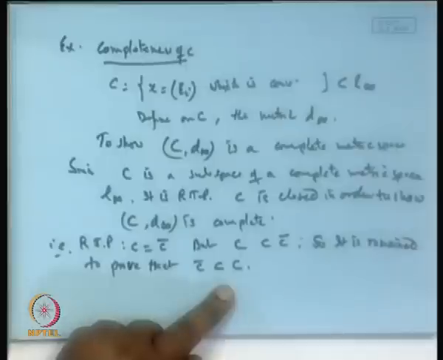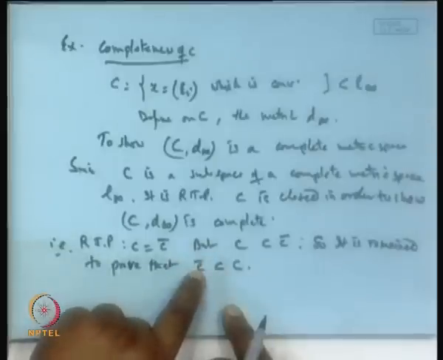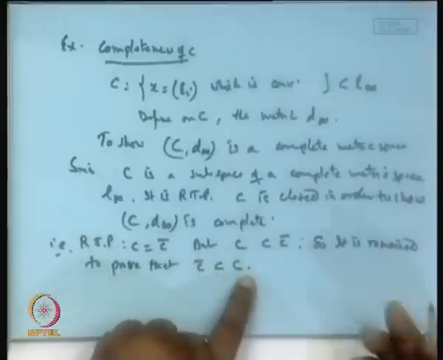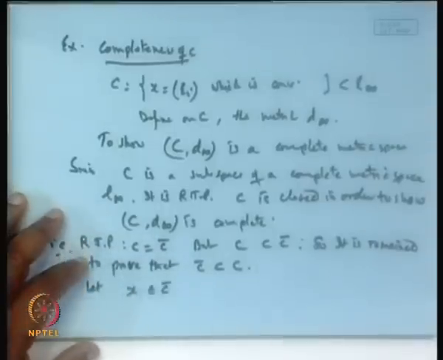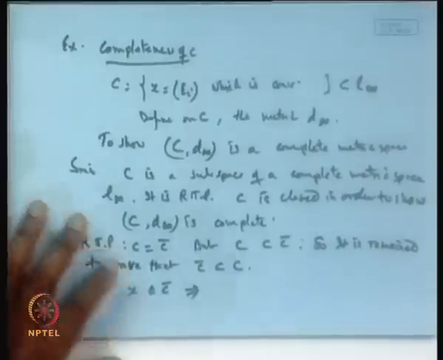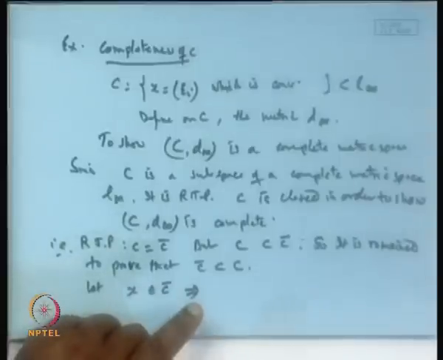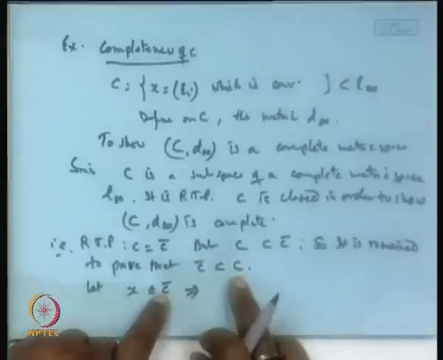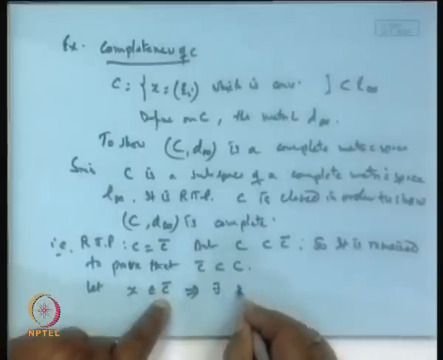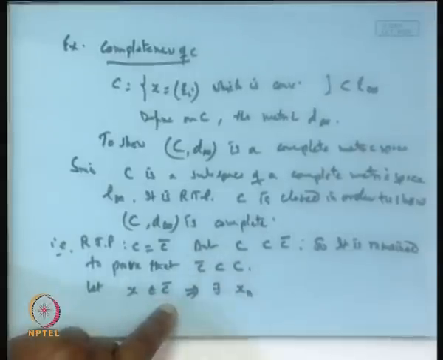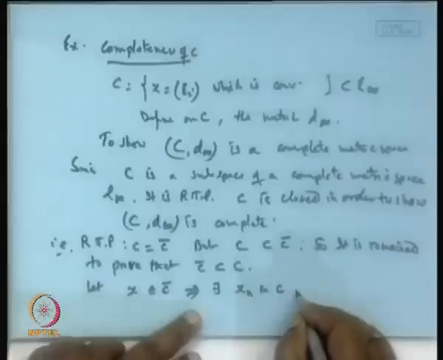In order to show c bar is a subset of c, we will pick an arbitrary point in c bar, and then show that point belongs to c, and then our result is complete. So let x belong to c bar. But c bar is the closure of the set c. It means either x will be a point of c or x will be a limit point of c. If x is a point of c, then there is nothing to prove. So if x belongs to c bar, it means there exists a sequence, say x_n in c, which converges to x.